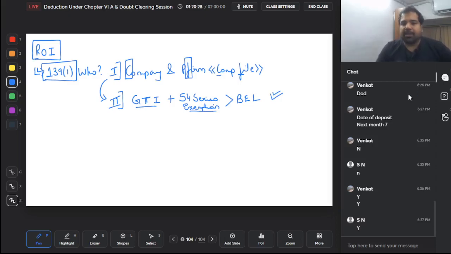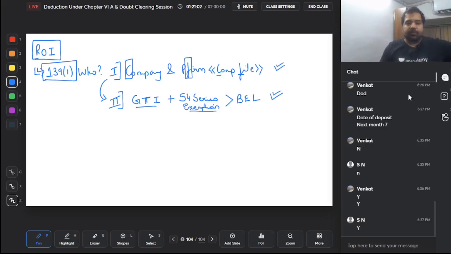So let's recap, guys. Companies and firms need to compulsorily file. For all the others, like your neighbor, guys, if he comes to you, ask him what is your GTI. How do you get GTI? Take 5 heads of income, do clubbing, set off, and then you get GTI. If the GTI plus if he has any 54 series exemptions. Normally, guys, not everyone has 54 series exemptions, but if he has any 54 series exemptions, you add that up, and if both of them together are greater than a basic exemption limit, then the government wants to know who you are. Please file your return of income.